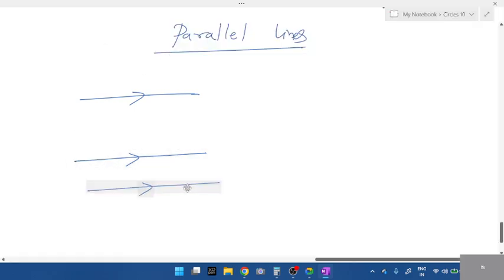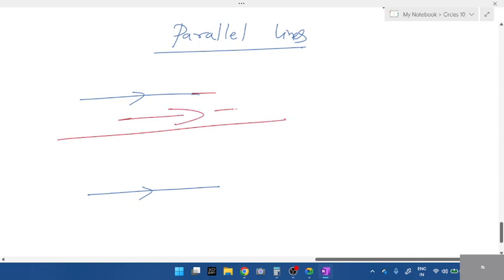What do you mean by parallel lines? Very good. Two lines that don't meet at any point. Example, the road. You have seen this road, right? On the road, some vehicles will go this way, other vehicles will pass this way. Do they collide with each other? No, right? They don't collide. That is known as parallel lines.